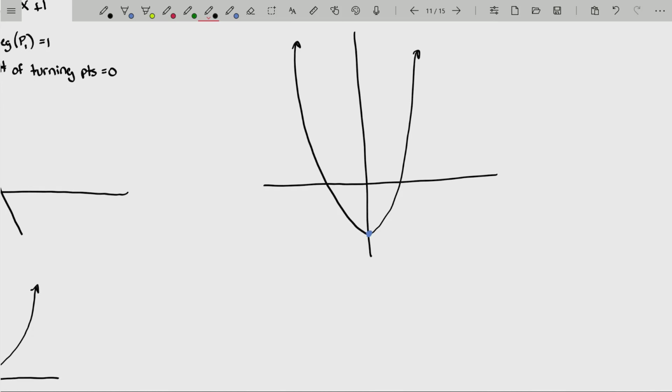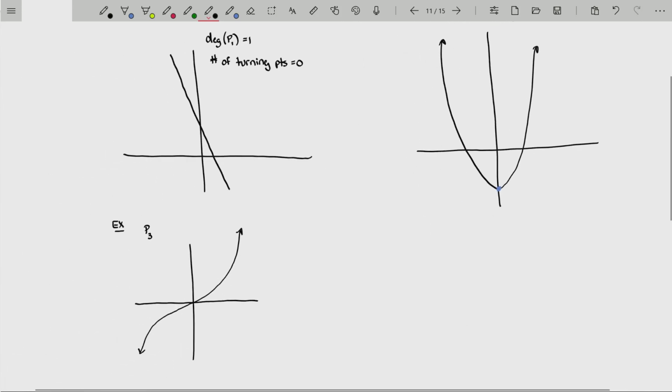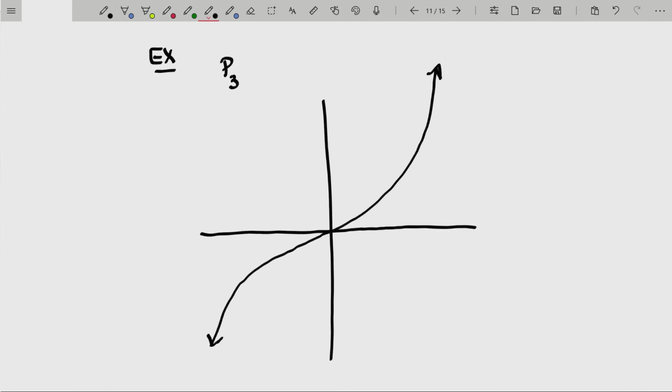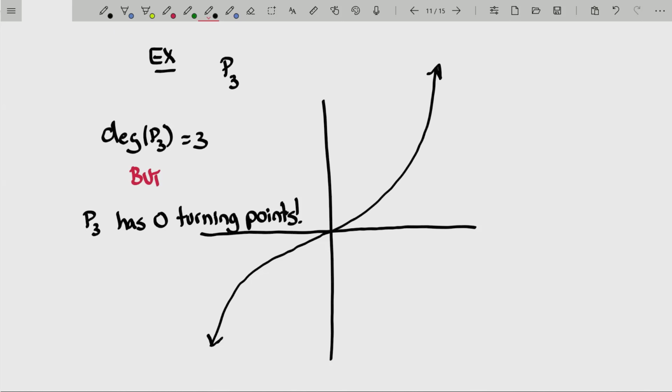Or we call them local maximums. But that's not the purview, again, of the college algebra course that we teach at our college. We saved that for pre-calculus, so we'll just call them turning points right now. But going back to this example, we have a third degree polynomial, and notice it does not switch from increasing to decreasing at any moment. So the degree of p sub 3 is 3, but simultaneously p sub 3 does not have any turning points.